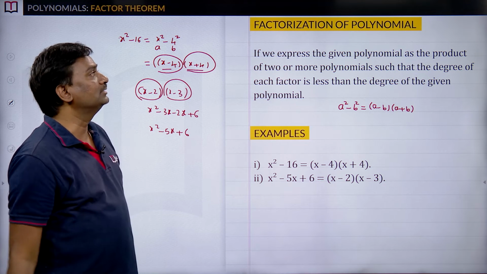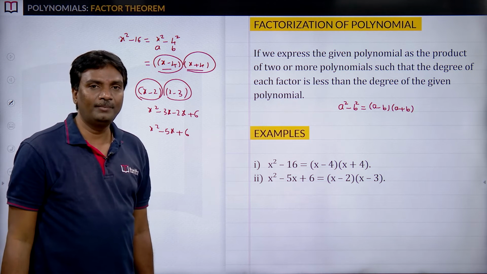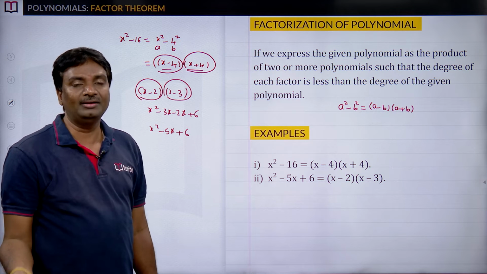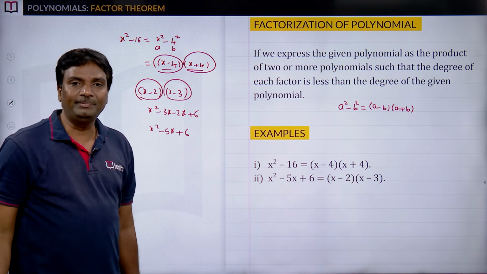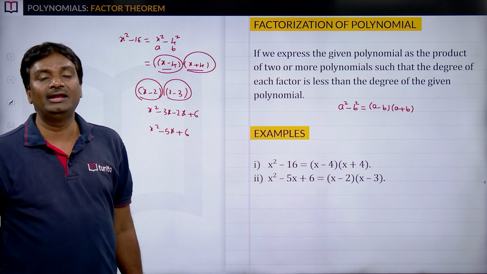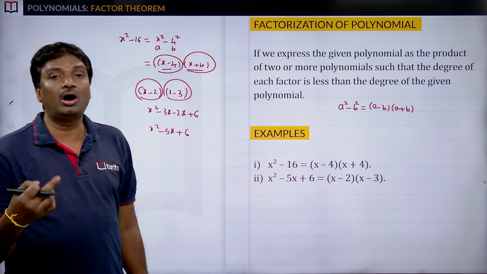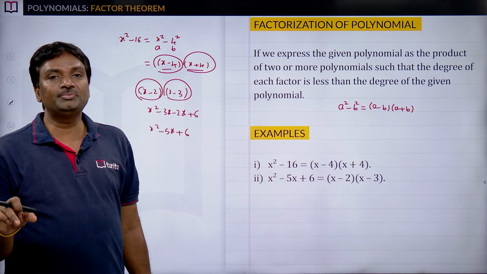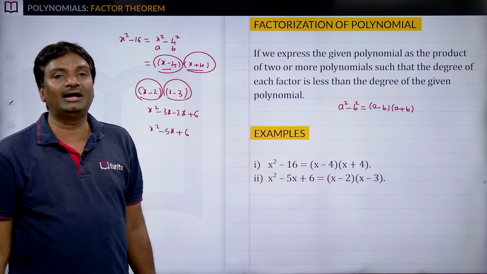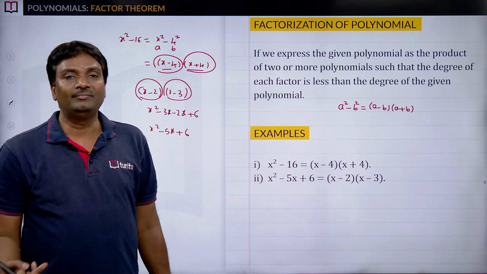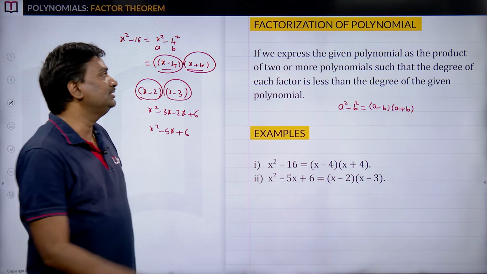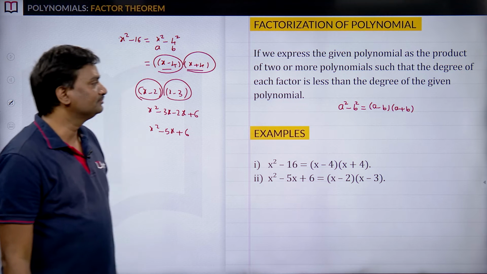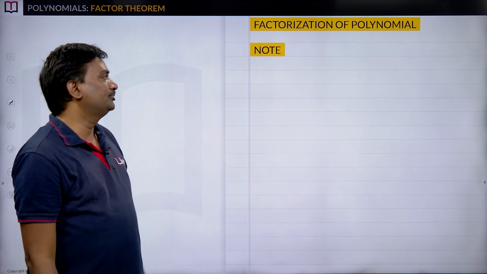So this is known as factorization of the polynomial. We may have a quadratic polynomial, cubic polynomial or biquadratic polynomial. Whatever the polynomial may be, if we express that polynomial as the product of two or more polynomials such that the degree of each polynomial is less than the degree of the given polynomial, then we can say each expression is a factor of the given polynomial. So hope you understood. Next, here we have some notes.